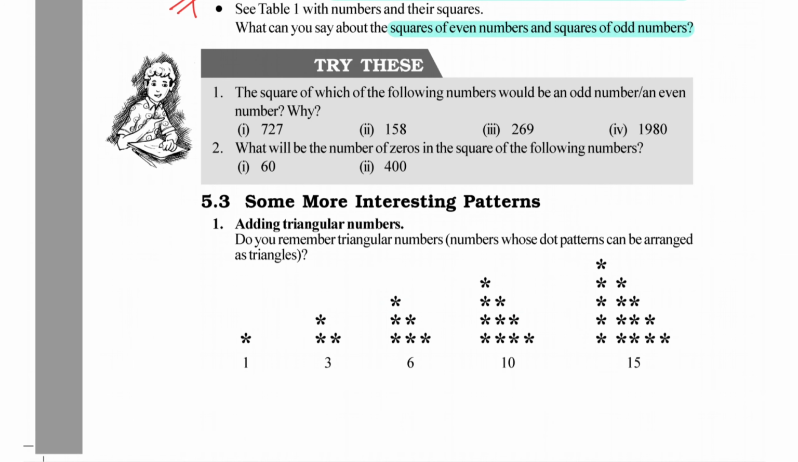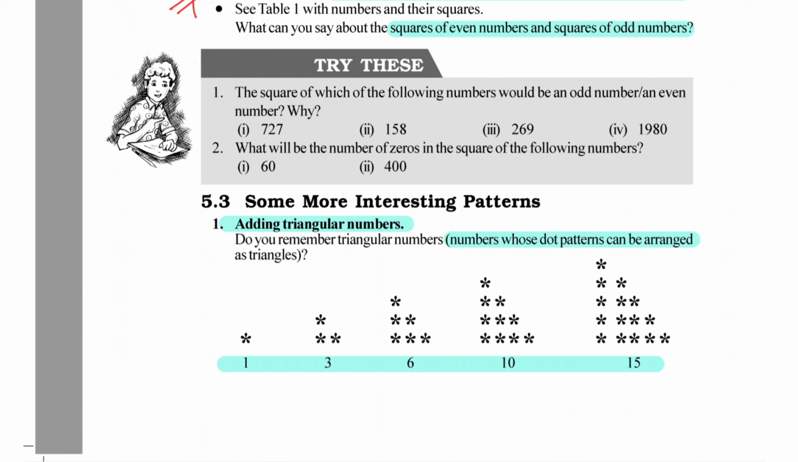Then we are provided with some interesting patterns related to these square numbers. First among them is adding triangular numbers. You might know what triangular numbers are: the numbers whose dot patterns can be arranged as triangles. We call such numbers triangular numbers. Here you see 1, 3, 6, 10, 15 are triangular numbers, where if you write these numbers in dot form, you can arrange these dots in a triangular form.